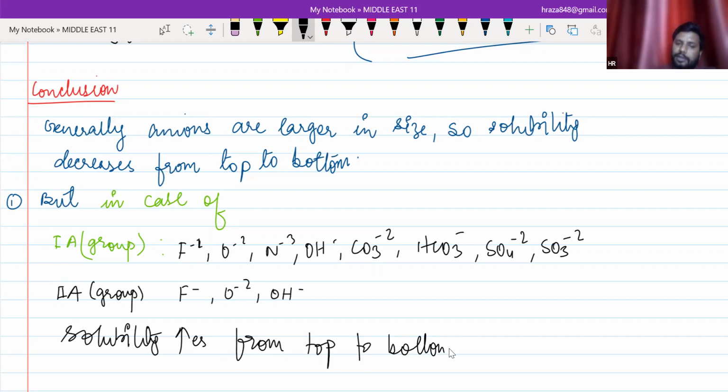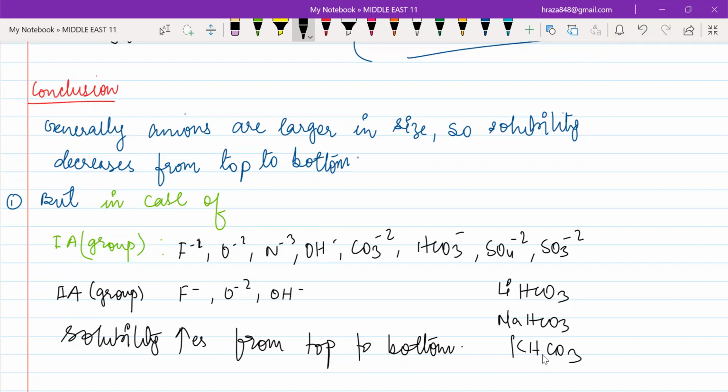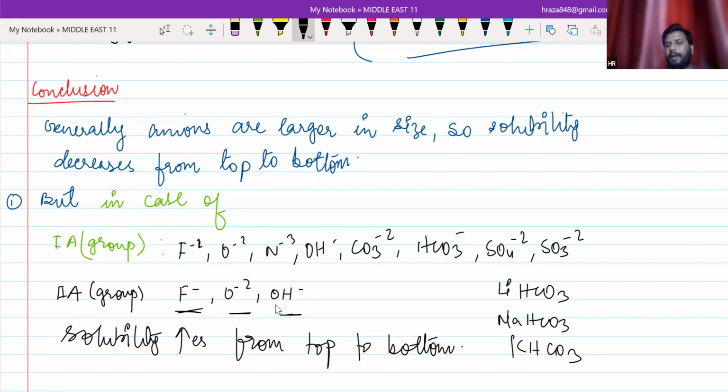So it is all summarized. If you take the first group, lithium hydrogen carbonate, NaHCO3, KHCO3, from top to bottom it will increase. Is that clear? Yes, sir. And in the second group, with only these anions, it will increase. Otherwise, it will decrease. Just write it, then we will have some questions.